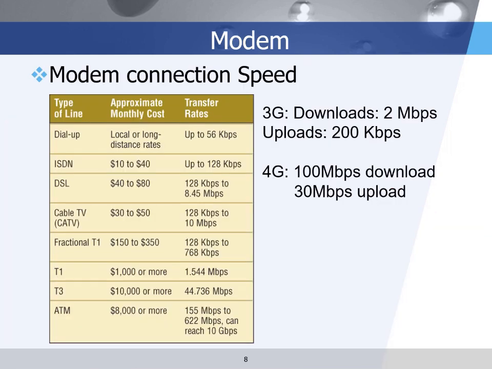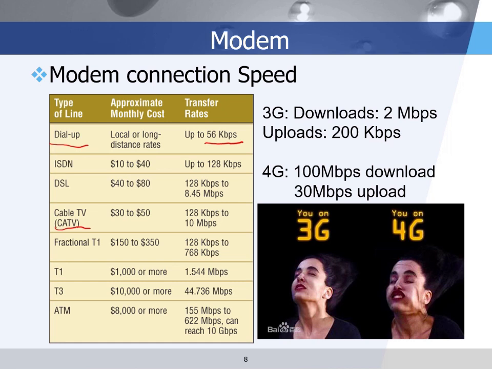So let's look at the modem connection speed. If you use a dial-up connection, the speed will be 56 kbps. If you use a cable network, the speed could be 128 kbps to 10 Mbps. Compared with the wireless cell phone network, the 3G download speed could be 2 Mbps and upload could be 200 kbps. And 4G is 100 Mbps for download and 30 Mbps for upload. And of course, 5G will have a higher speed.